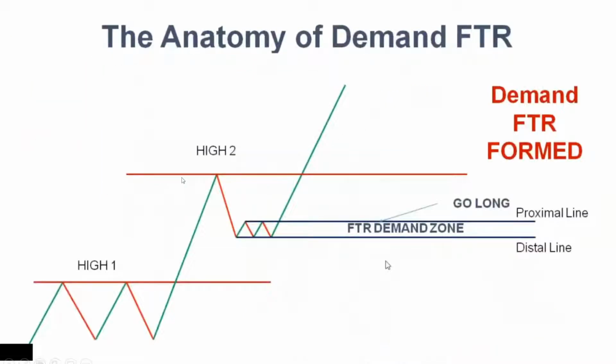In a similar way, what is the demand FTR? Demand FTR is similar. When there is a high, this is a high H1. When this high H1 is broken on the upside, this is the high 2. And from high 2 to high 3, you again form a demand zone. That demand zone is known as the FTR demand zone. And whenever in future price retraces back to this zone, you have to go long.